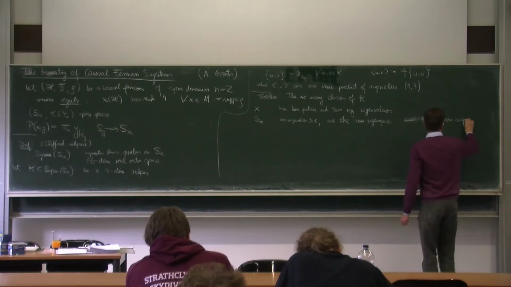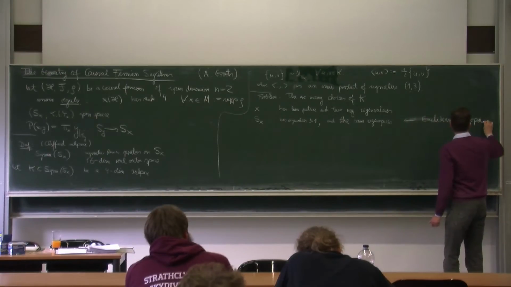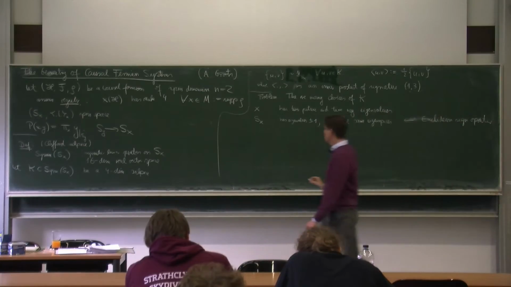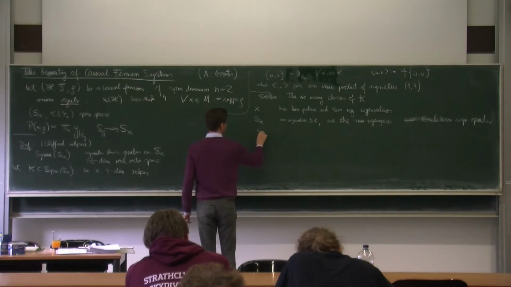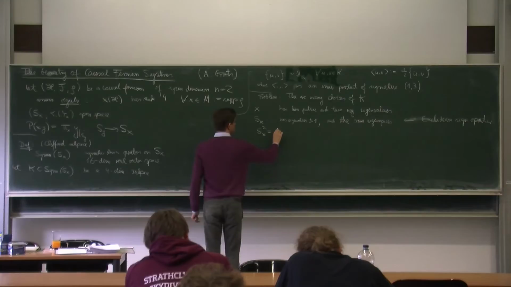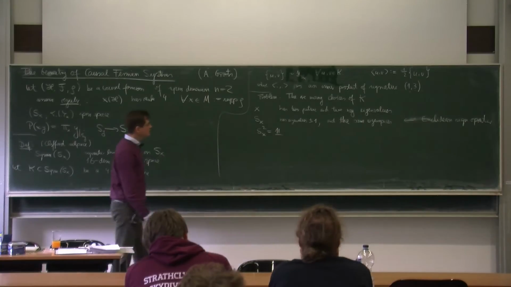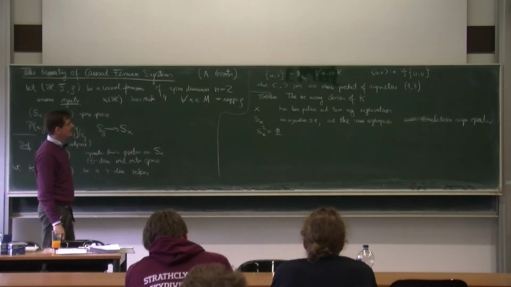Generally speaking, what does it mean, sign operator? Well, sign operator means that if we square this operator, it is equal to the identity. So it just has eigenvalues plus minus 1. This is what we mean by sign operator.